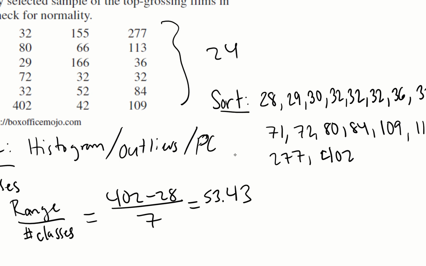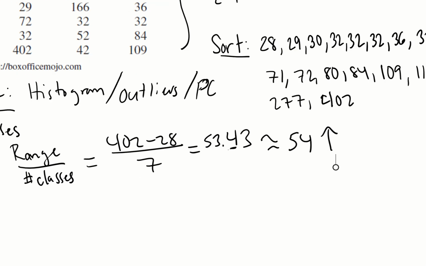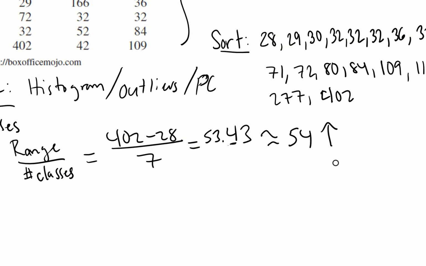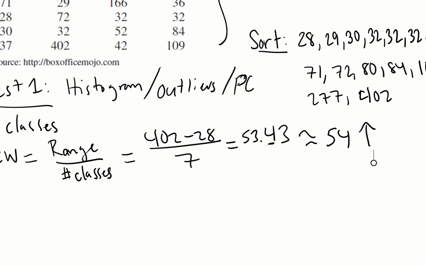53.43. Remember that when we're doing the class width, we're always going to bump it up. So we always round up, regardless of the decimal. Now, if we got a whole number, like 53, then we'll most likely bump it up as well to 54. But definitely you're going to round up in most cases here. So we got 54 as our class width.